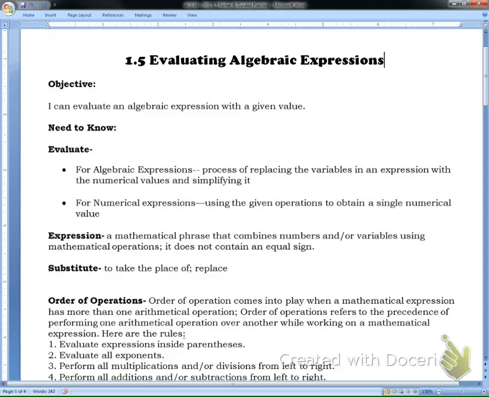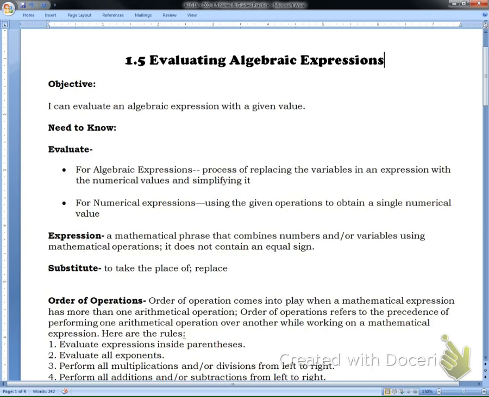This is lesson 1.5, evaluating algebraic expressions. In this lesson, you'll evaluate algebraic expressions when you are given a value. Remember the word evaluate. For an algebraic expression, it means the process of replacing the variables in the expression with numeric values and simplifying it, or getting it down to one numeric value.